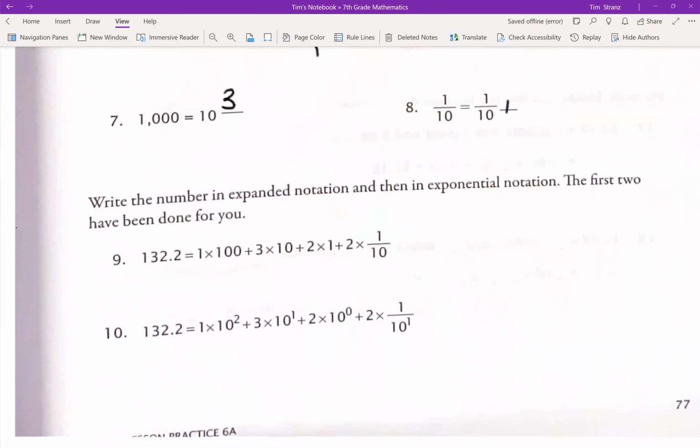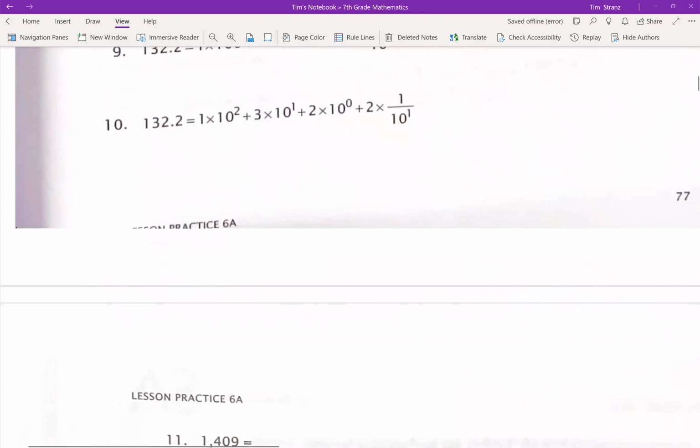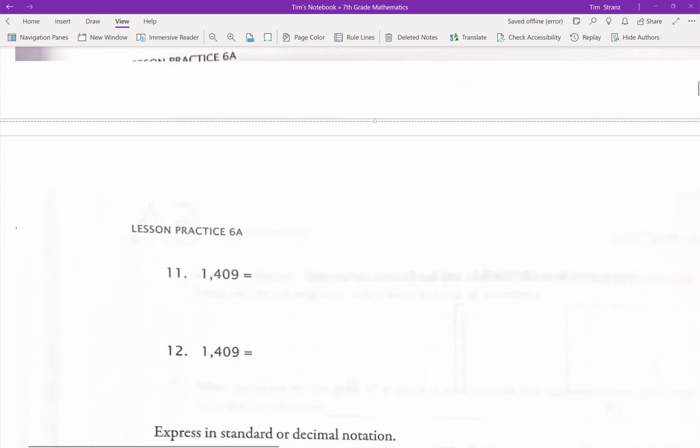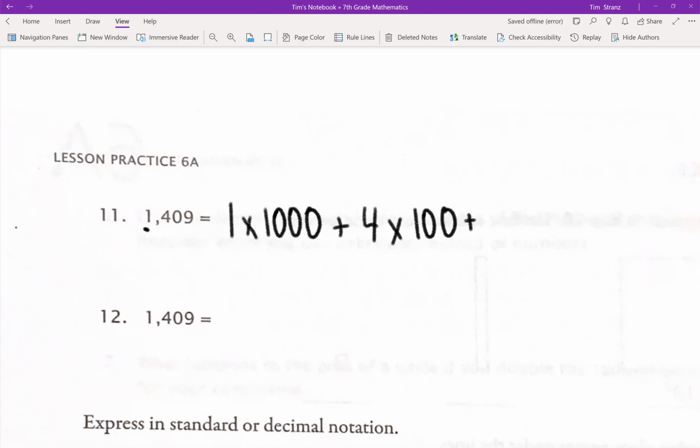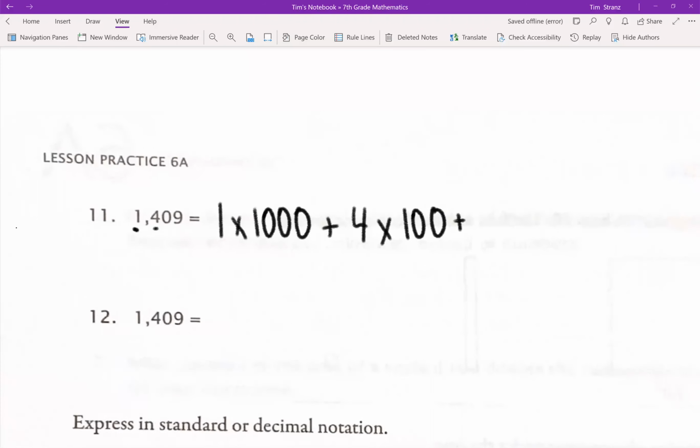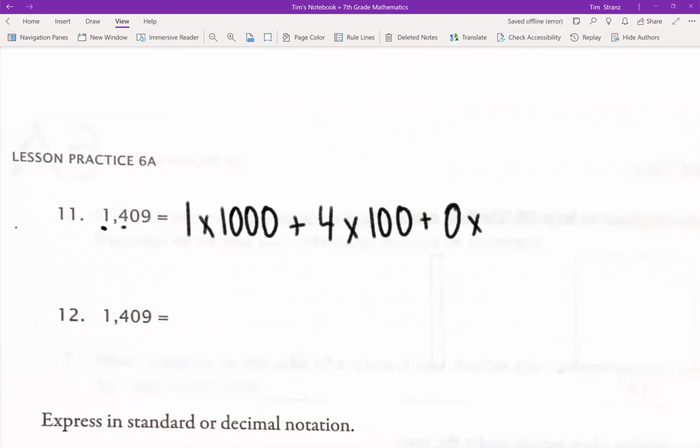All right, write the number in expanded notation and then in exponential notation. The first two have been done for us, so we're going to skip number 9 and 10. We're going to go down to number 11. Let's do expanded notation first. So if we do expanded, what that means is we're going to do 1 times 1,000, because the 1 is in the thousands place, plus 4 times 100, because the 4 is in the hundreds place. Okay, we're going to do plus 0 times 10, because the 0 is in the tens place. And then lastly, 9 times 1. And that's expanded form.